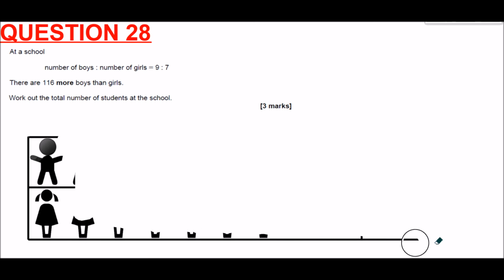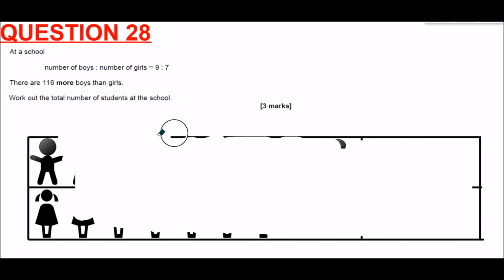Question 28. This is a tricky ratio question. The number of boys to the number of girls at a school is 9 to 7. So for every 7 groups of girls, there's 9 equally sized groups of boys. So we can illustrate this in terms of a picture. Not that you'd have to, but I quite like doing it. So girls on the bottom and boys at the top.